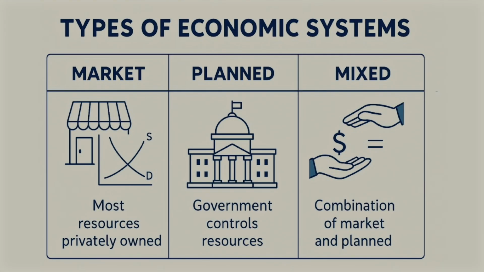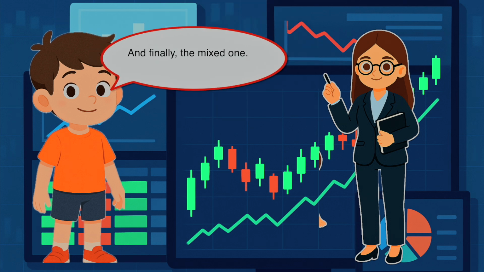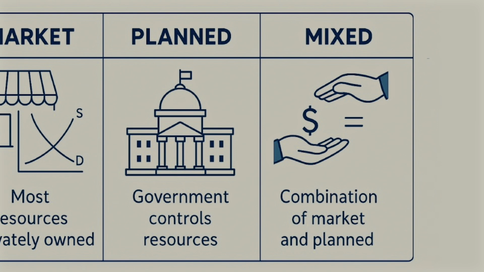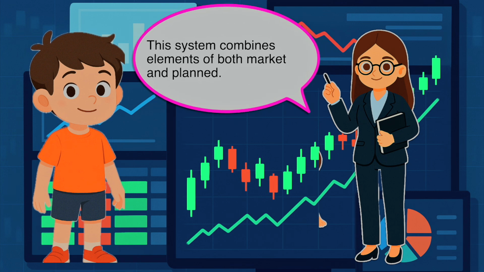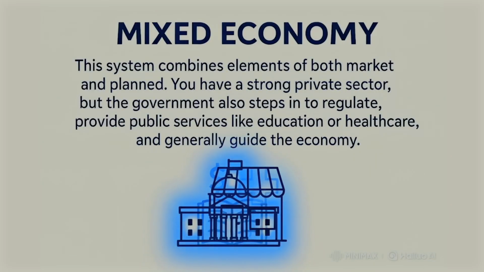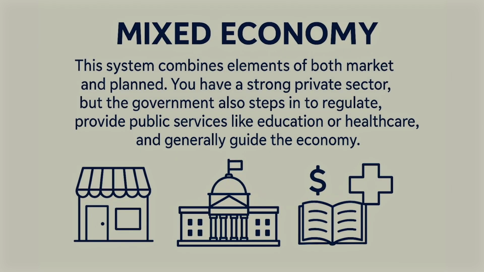Then, there's the planned economy, which is almost the opposite. Here, the government or a central authority owns and controls most resources and makes all the big economic decisions. They decide what's produced, how, and for whom. And finally, the mixed one. That's right. Most modern countries fall into a mixed economy. This system combines elements of both market and planned. You have a strong private sector, but the government also steps in to regulate, provide public services like education or healthcare, and generally guide the economy.